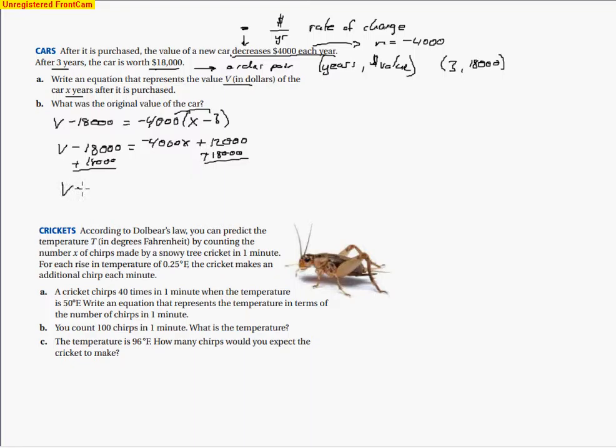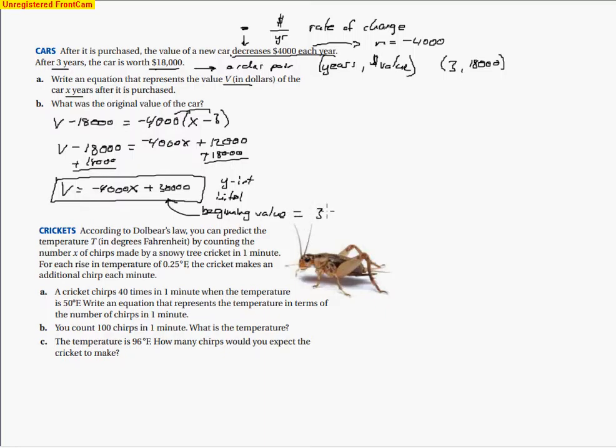form. So instead of y, we're using v for value equals the decreasing of $4,000 every year. X is the input, the number of years, plus 30,000. I got that by adding the 12,000, 18,000. So what's this mean? Well, the y-intercept represents the beginning value. This is our beginning value, the initial value. So that's another word I could use in place of beginning. It's the initial value, and it's again that y-intercept, and that's what that represents. And so the original value is $30,000.